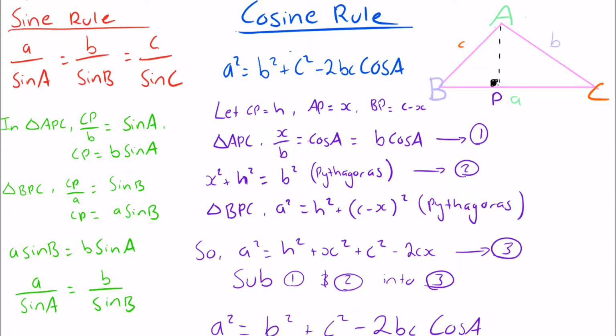The sine rule can be used to find a side or an angle when given the opposite side or angle and a pair of side and angle, while the cosine rule can be used to find a side or angle when given either two sides and an included angle or all three sides. The formulas and proofs are shown on screen.